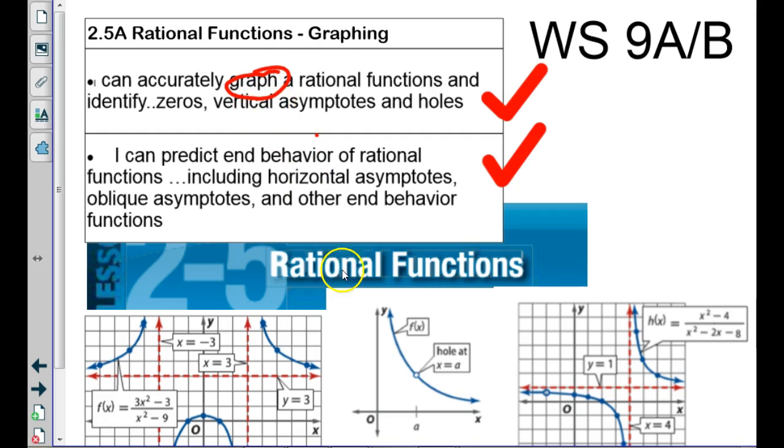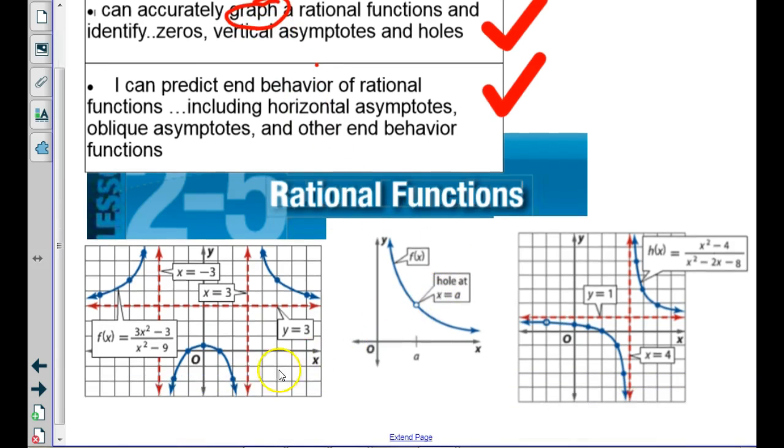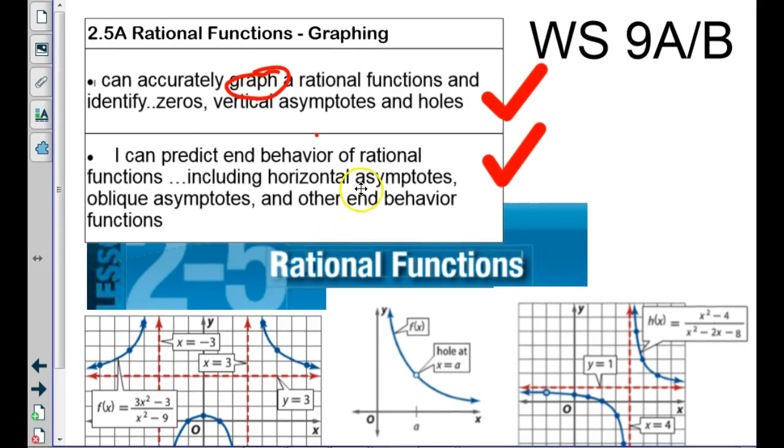Okay, so we're going to talk about rational functions today, which look like these crazy things. Does anybody remember talking about top heavy, bottom heavy, and equal weight last year? Okay. Whether your teacher used those words or not, you all should have done some rational functions in Algebra 2.